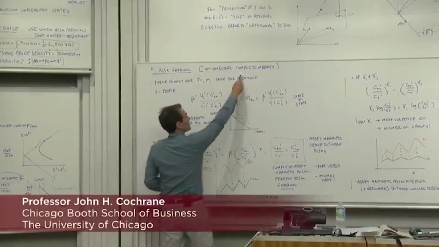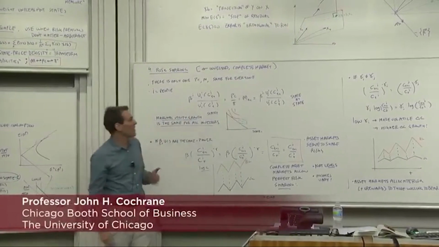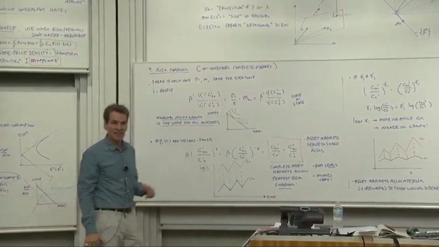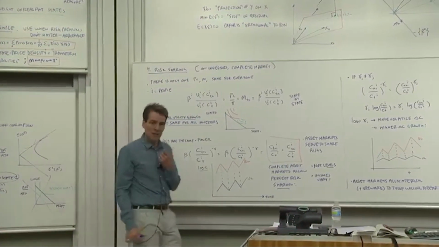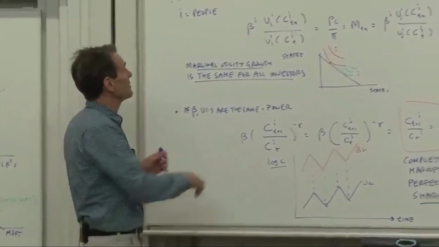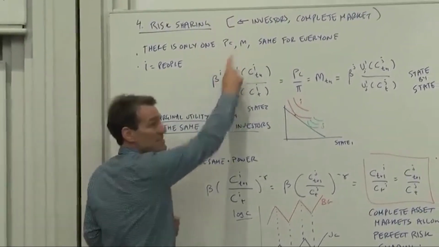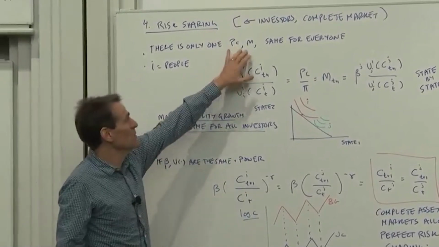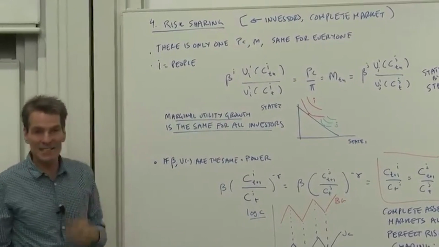So we're still thinking about complete markets, and a follow-on of our analysis of what investors do in complete markets lets us think about risk sharing. So here's the crucial observation. Each of us has different utility functions and different consumptions, possibly, but there's only one price. When we go buy apples, we each pay the same price, and when we go buy securities, we also pay the same price. That's the same for everyone.